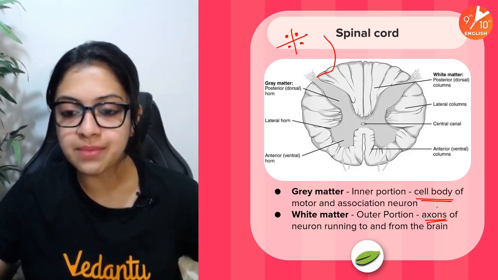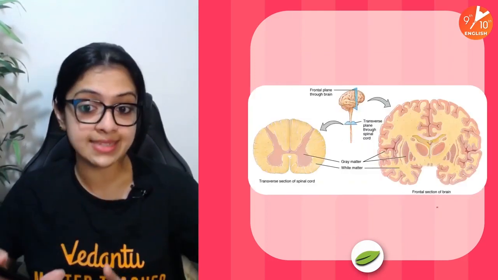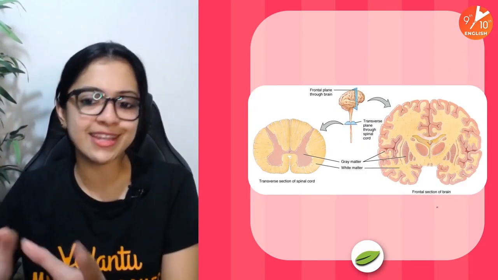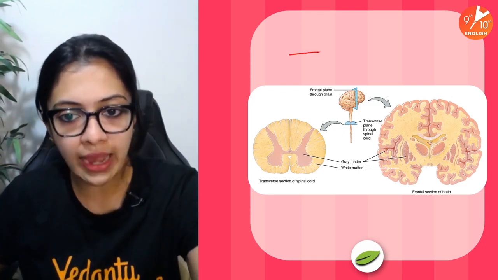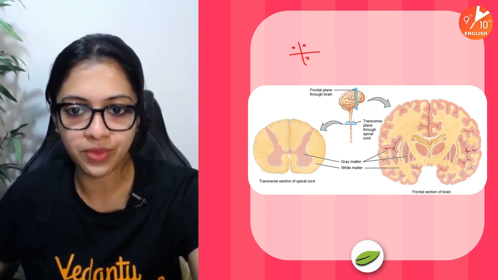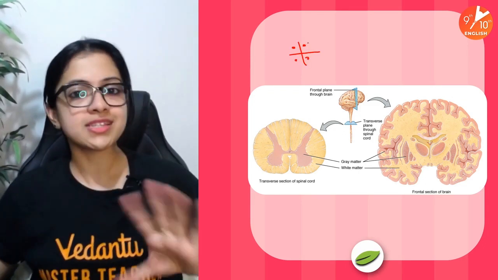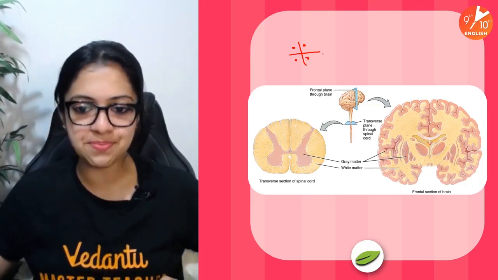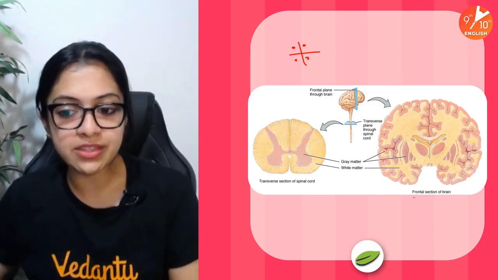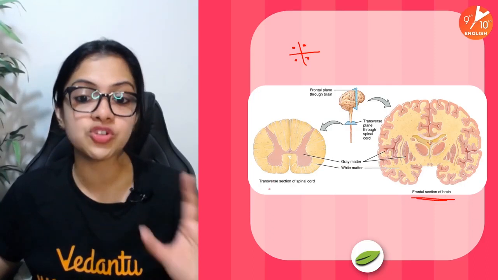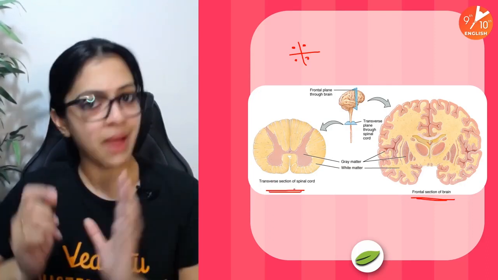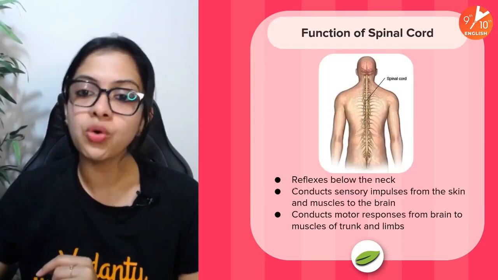Children, this is very, very important for you to know, for you to understand. I've given it in one single slide also. Okay, so I'll just mark this also as important. This is a symbol for important, just in case you're not familiar with this symbol. All right, so this is the frontal section of the brain, and this is the transverse section of the spinal cord.